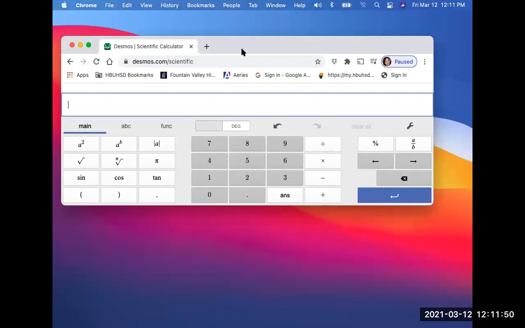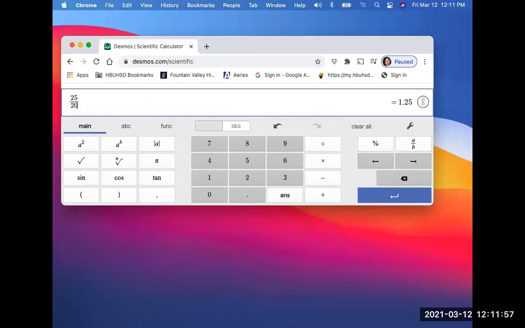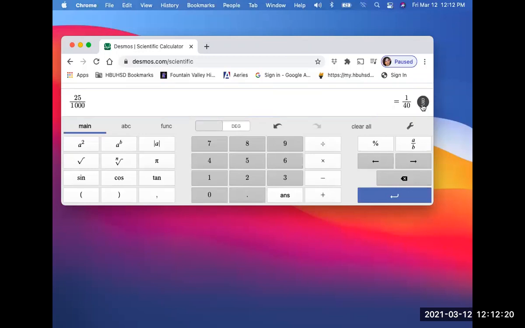All right, a neat hack, if you didn't know it already: let's say you were reducing 25 over 100. Everybody enter, it doesn't matter what, an unreduced fraction, like 25 over 1000. Let's say you wanted to reduce that fraction, but you didn't want to sit there and divide by 5 on top and bottom. Over on the right, it gives you the decimal approximation. And to the right of that, there's this convert to fraction symbol. If you hit that, it reduces the fraction for you. Did you guys know that?